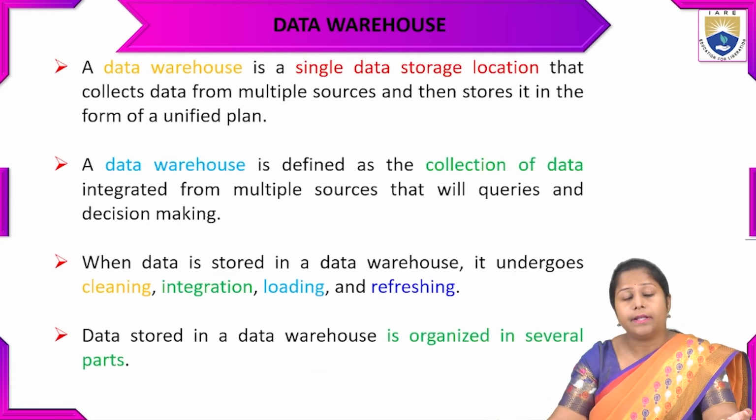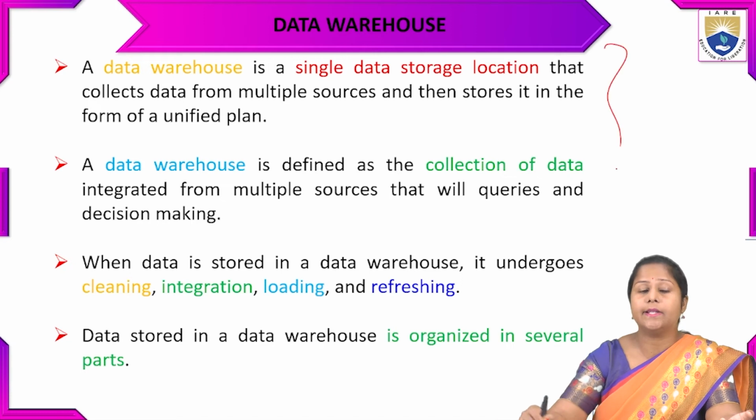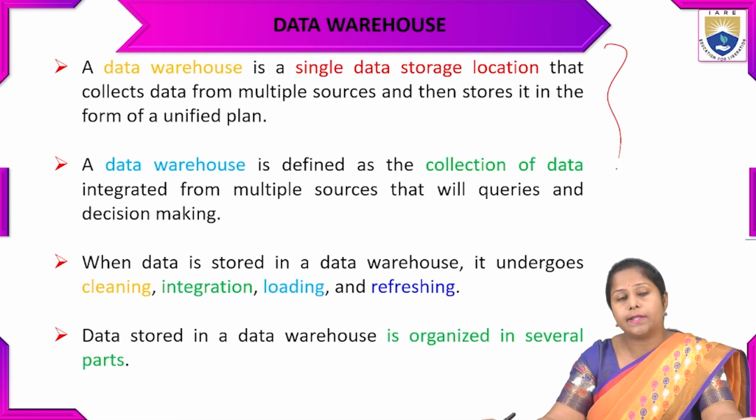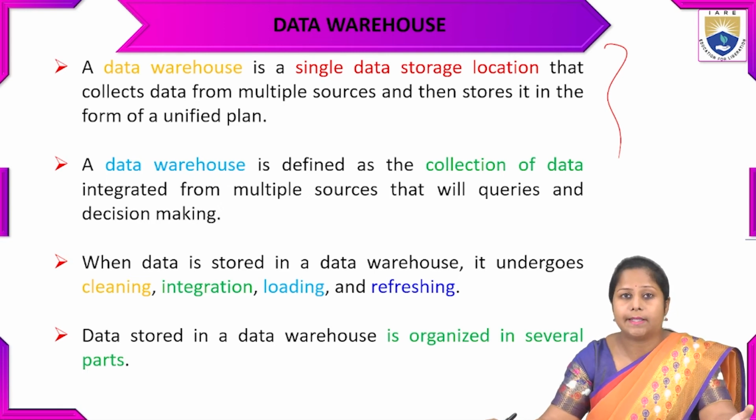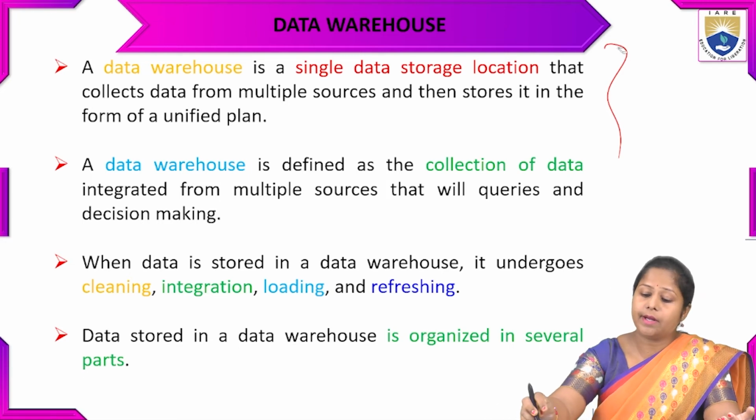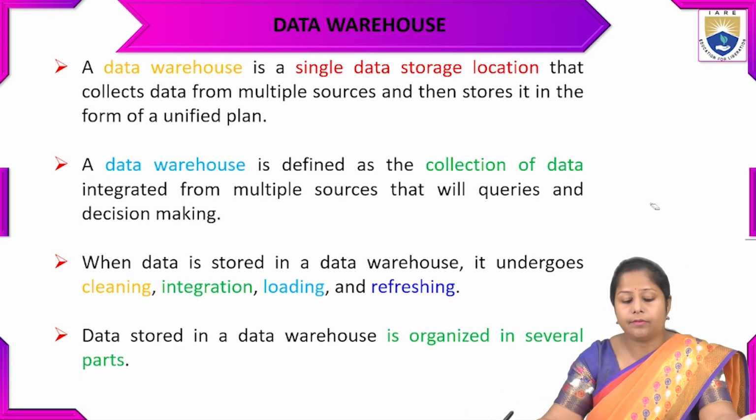Data warehouse. The data warehouse is a single storage location that collects data from multiple sources at one place, and then stores that data in a unified plan. So there will be a plan to organize all the multiple sources' data at one location. A data warehouse is defined as a collection of data integrated from different sources that we can query, and then we can make a decision. That is the definition of a data warehouse.